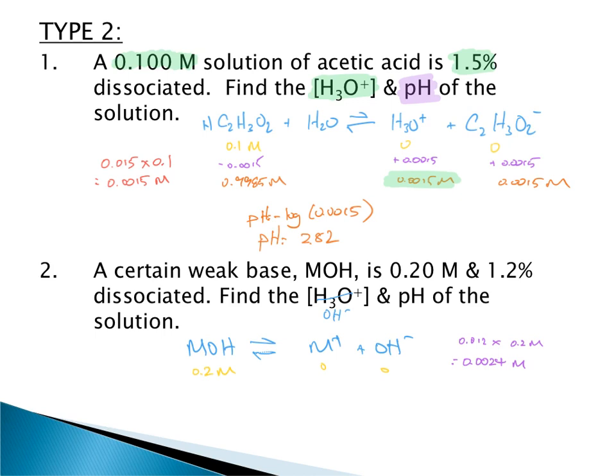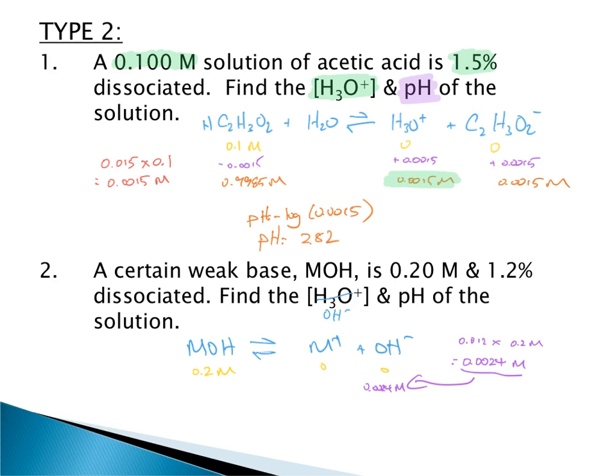So if we want to go through and show the concentrations of all the species, we could do that. But it does just ask for the hydroxide ion concentration, and the hydroxide ion concentration is just that. It's just going to be 0.0024 molar. So we don't have to go through all the rigmarole. We could just say it's 0.0024 molar. But now it also asks us for the pH.